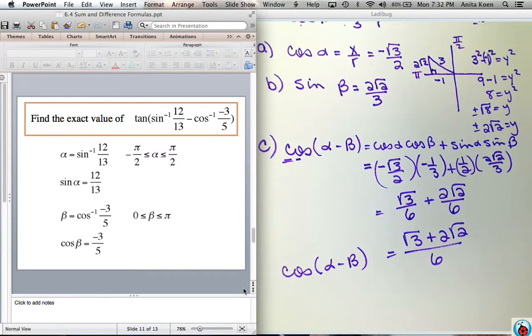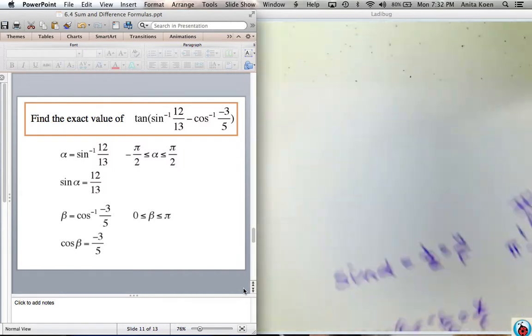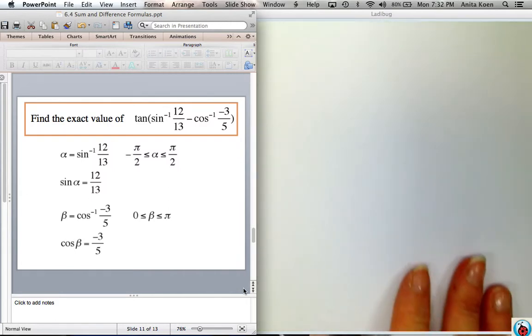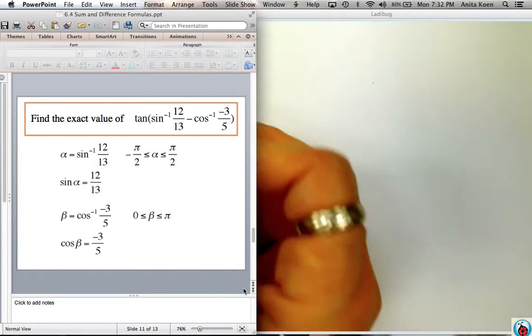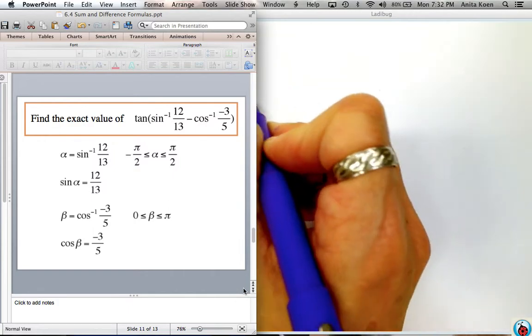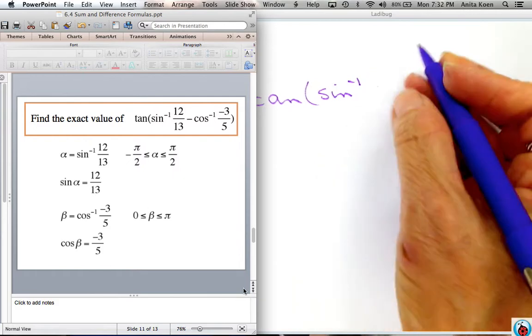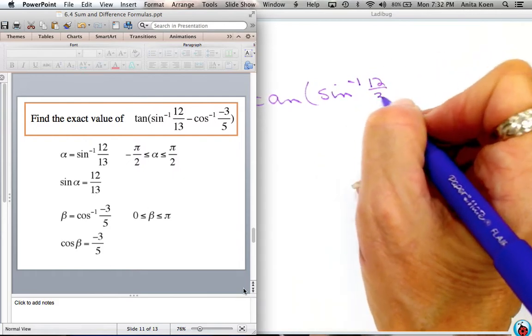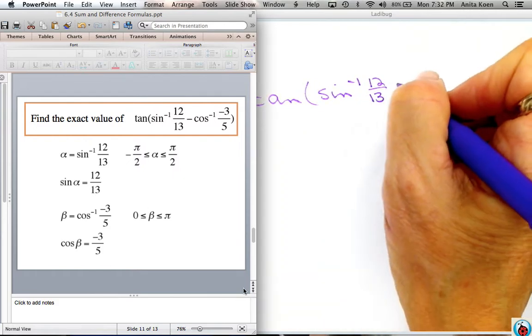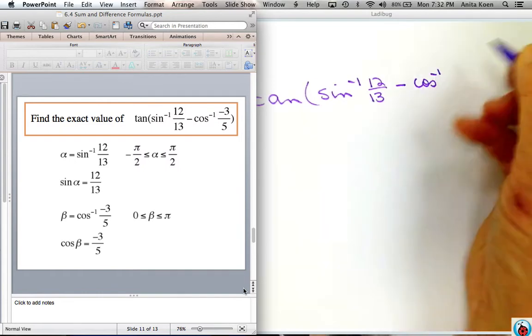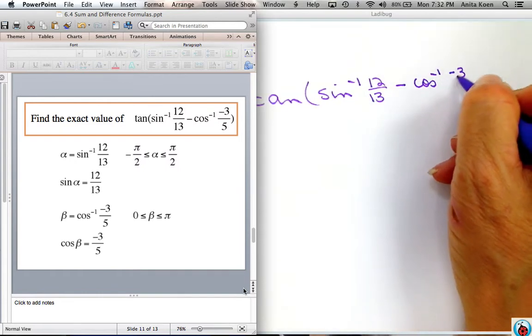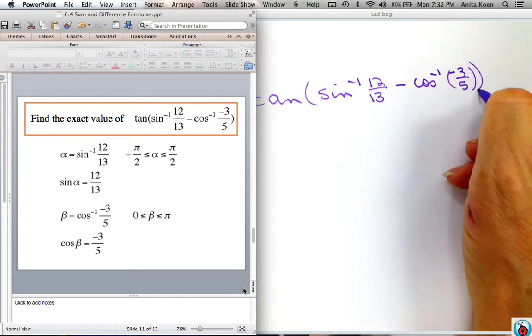Okay? All right, last problem, and this will be the last that you have to copy for today. Let's look at it. This says find the exact value of the tangent of the sine inverse of 12/13 minus the cosine inverse of negative 3/5.